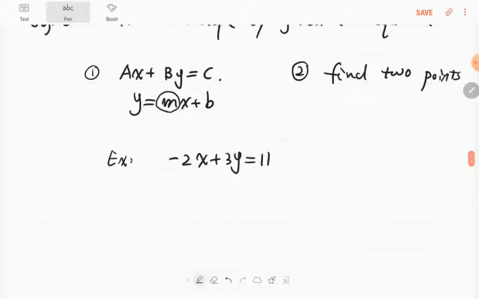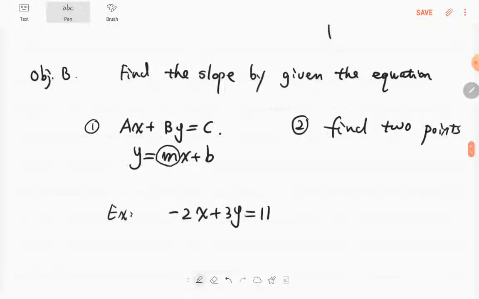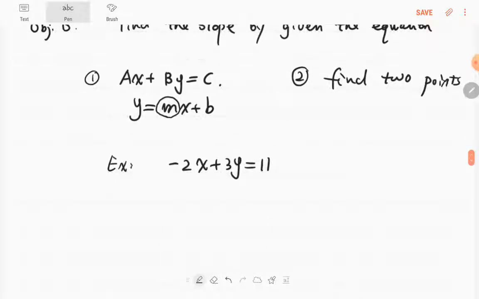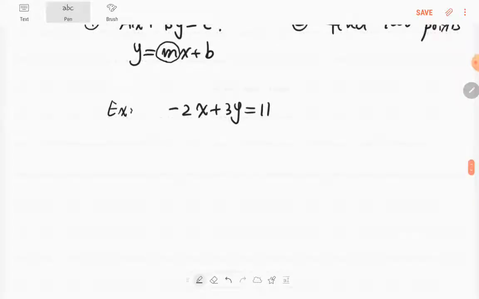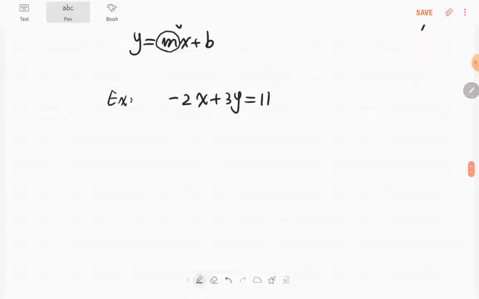Solution 1 is to transform the standard form to the slope-intercept form, then we can directly find that the coefficient of x is our slope. Of course, another way is, just like I said, we only need to find 2 points from this given equation. Then we can use the 2 points to find the slope. Let's first try the first way.